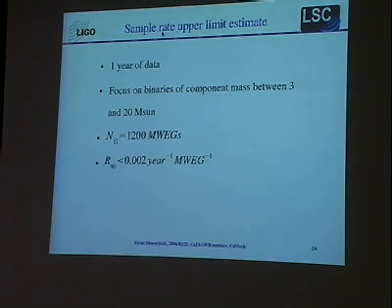I'm actually optimistic that we can do a bit better than that, because for binaries of a bit higher mass, we can actually see further. And the distance versus mass distribution peaks at around 13 solar mass binaries. But this is a rough estimate of what can be expected.